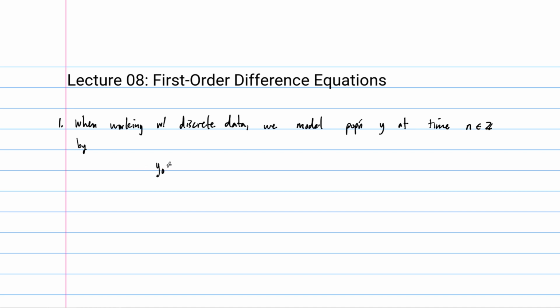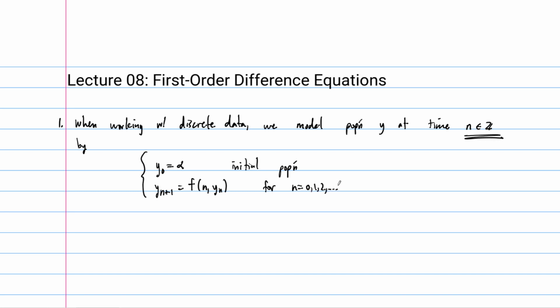So y sub 0 will be alpha. This is our initial population. It doesn't have to be population, but I'm just using population as a motivating example. Then for future times, y sub n plus 1. The main deal here is that n is only allowed to be an integer, a whole number. Then y sub n plus 1 is given by some function f of n and the previous value, y sub n, for n equal to 0, 1, 2, etc.